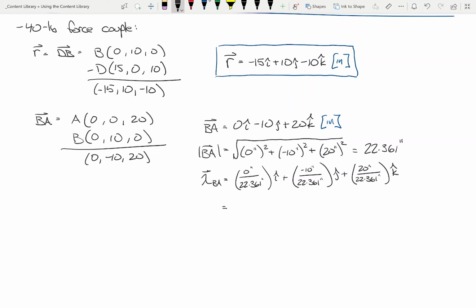I'll carry that out for you. So we get 0i minus 0.447j plus 0.894k, and that's going to be unitless. And so to get our force vector, we take the magnitude. In this case, the magnitude is 40 pounds times that unit vector.